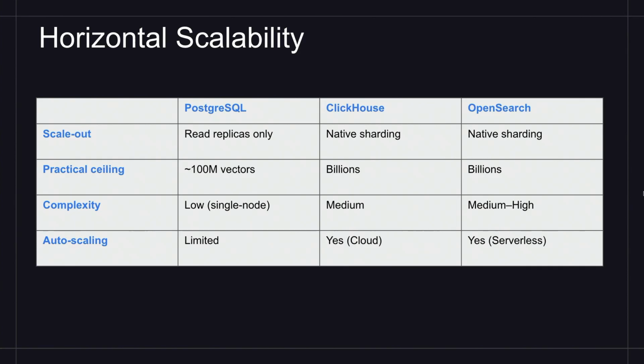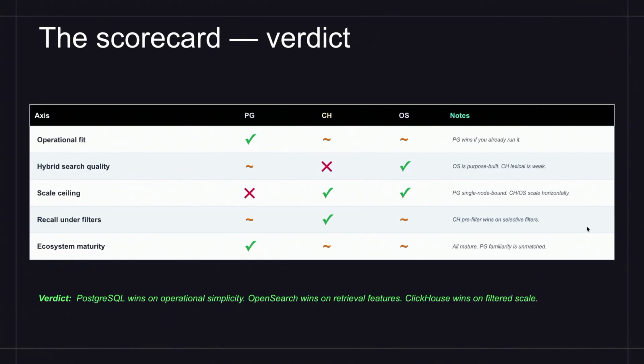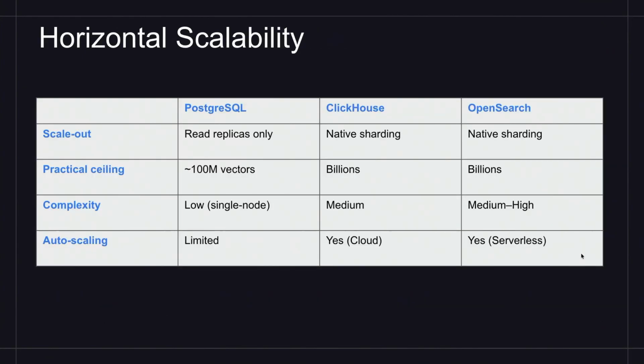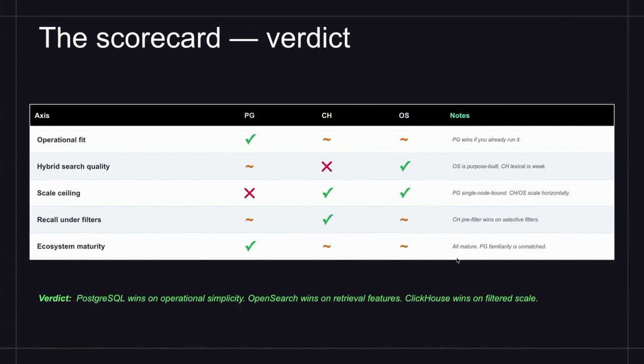Then for complexity and ease of use, it is lower for PostgreSQL, and ClickHouse is medium. OpenSearch is medium to high, because OpenSearch has added operational complexity due to the heap storage and off-heap space. Now, the final scorecard.